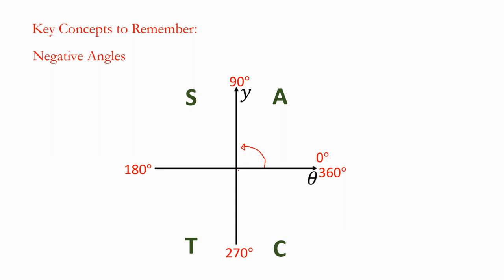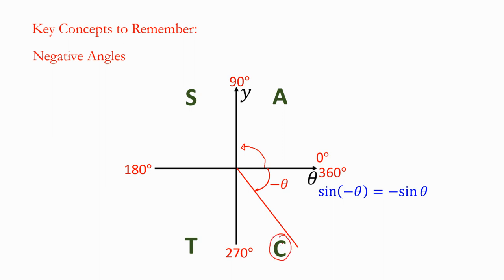But now if you're measuring negative angles, we go clockwise. Okay, so we go clockwise like this. So these are the negative angles. And then for negative angles, just know that sine negative theta is negative sine theta. And again, you can stick to the CAST diagram.